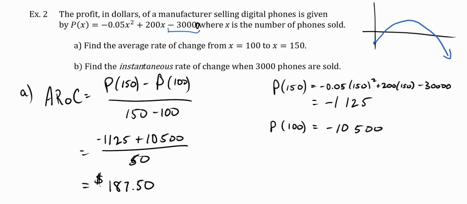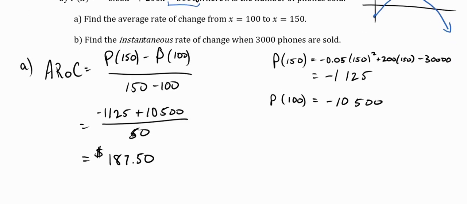Find the average rate of change. So from 100 to 150, the average rate of change was positive. The total profit was still negative for both of those, but the average profit increase was positive. So it's kind of strange, like what is that? A profit of 187.50. That's the average rate of change of profit. It's not profit itself. It's the rate of change of profit. A strange thing to think about, worth thinking about.